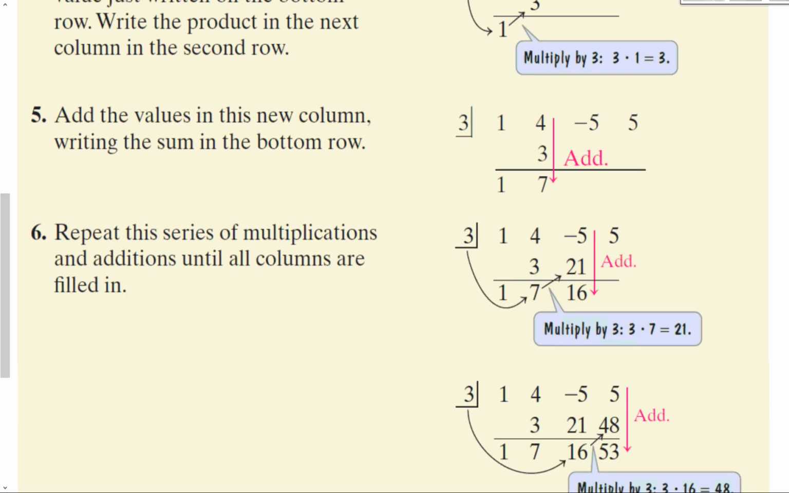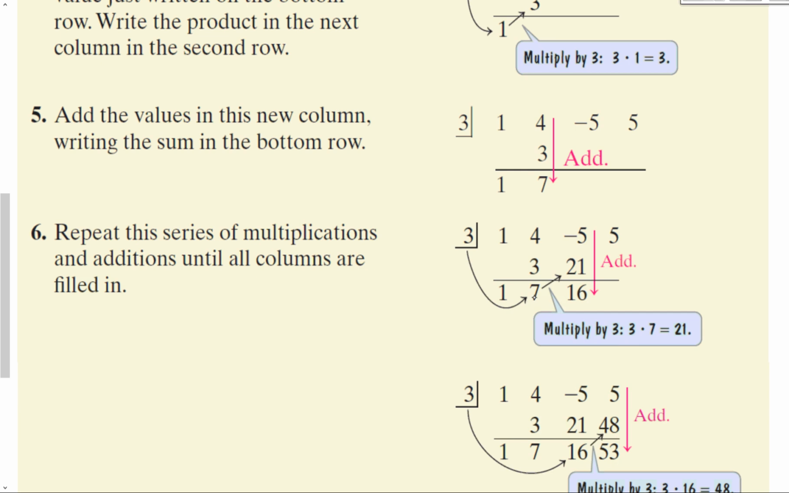Now, the nice thing about synthetic division is that you are adding instead of subtracting, which is why we changed the sign of that term right there. With long division, it's easy to make a mistake with signs because you're subtracting. With synthetic division, all you have to do is add. So you add straight down, we get this 7, and then repeat.